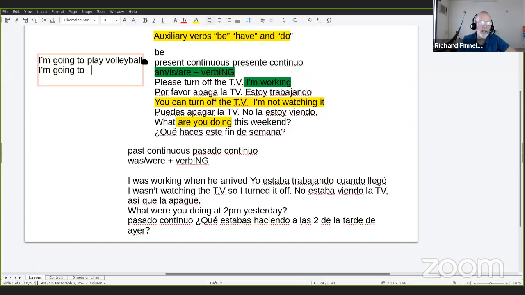So la pregunta fue, what are you doing? Están en presente continuo sobre planes en el futuro. Pero las respuestas que dieron ellas es usando going to, que es correcto. Así se puede responder usando el going to, porque también es otra estructura que usamos para planes en el futuro.